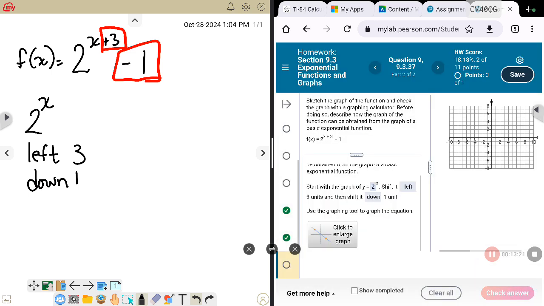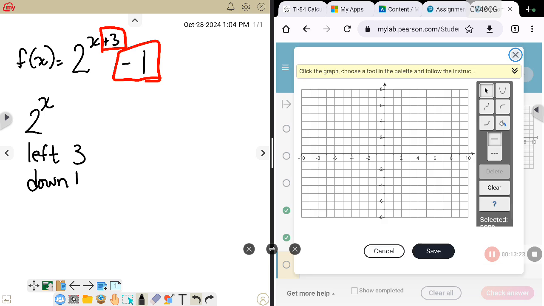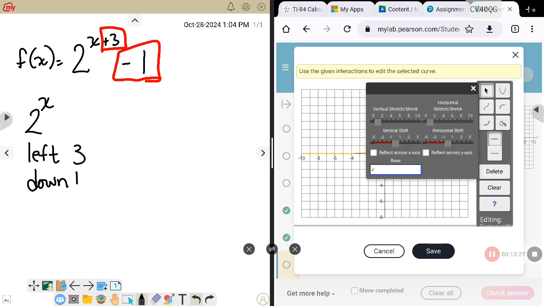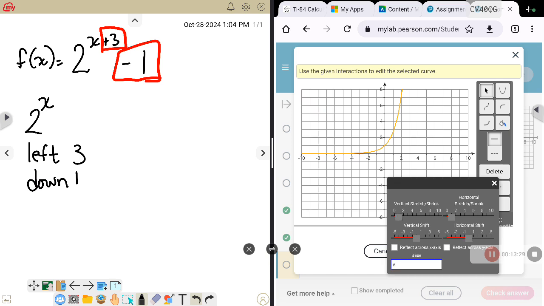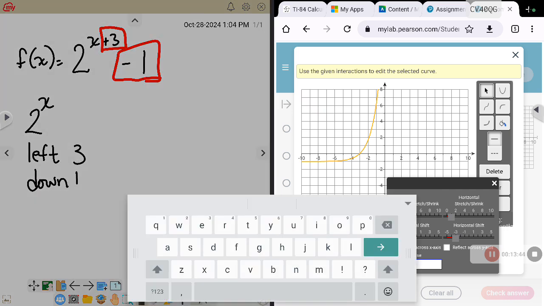And then we'll graph it. So again, tell it the exponential shape and click anywhere. Once again, it puts it right in the middle. We'll horizontal shift to the left 3, and then we will vertical shift down 1. And then our last thing is to change the E to your base, which in my case is 2.